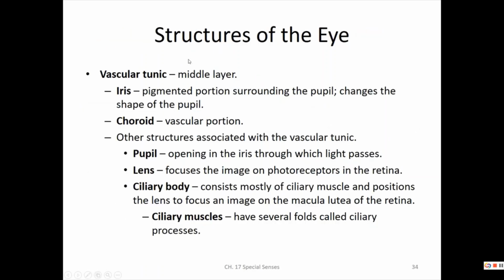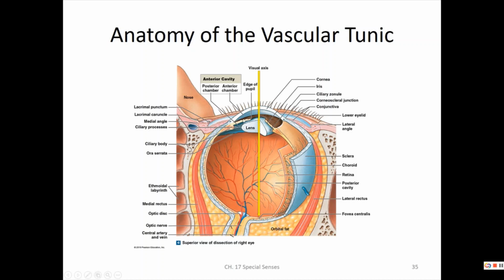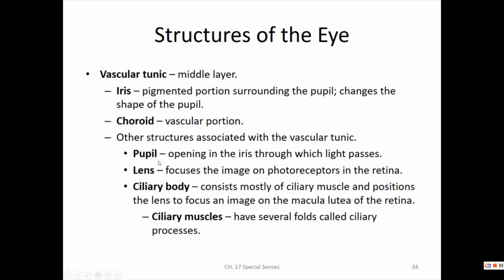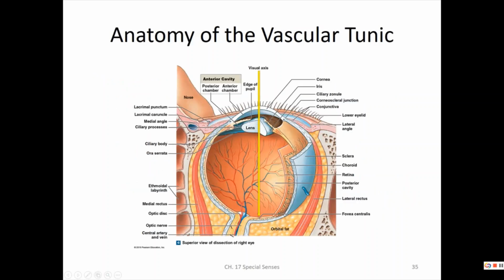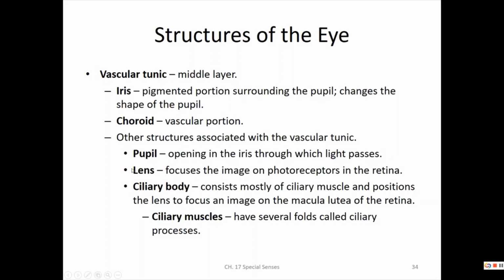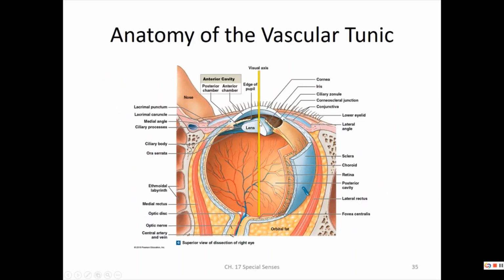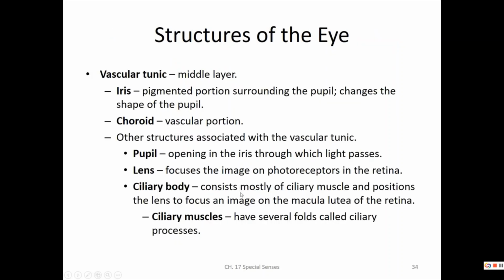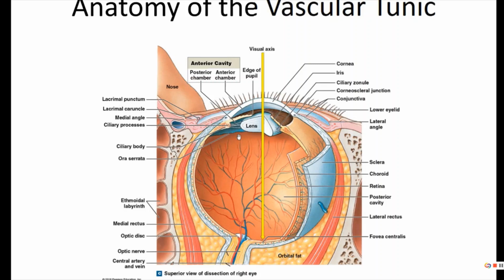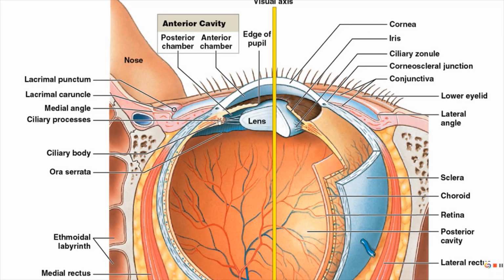So let's take a look at these things. We saw the iris. The iris is the colored part of the eye. This one here is brown. We saw the choroid, the vascular portion here, all the blood vessels you notice here. The pupil is the opening in the iris. The lens is the structure that focuses the light onto the macula lutea where the photoreceptors are. The ciliary body is the part made up of ciliary muscles inside that position and change the shape of the lens.